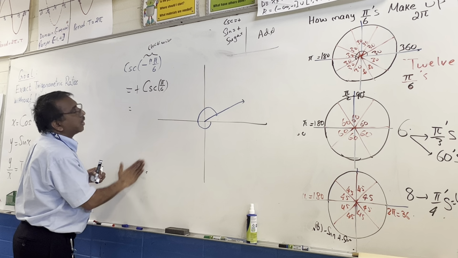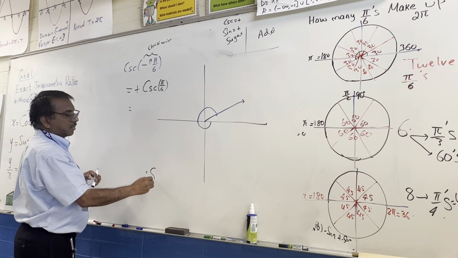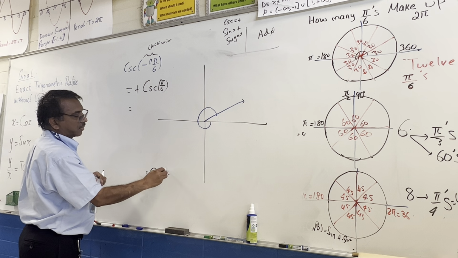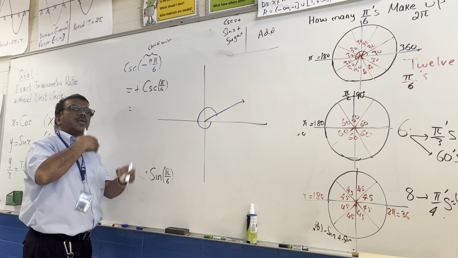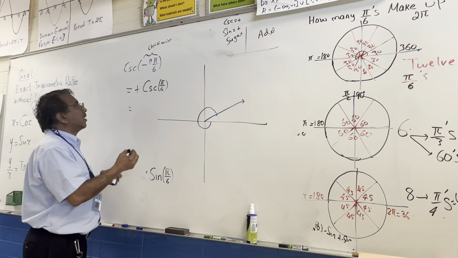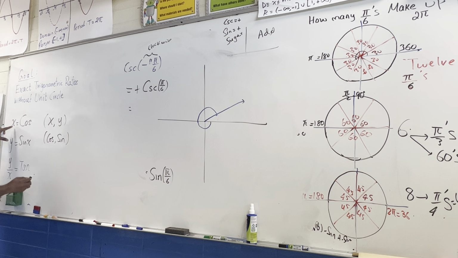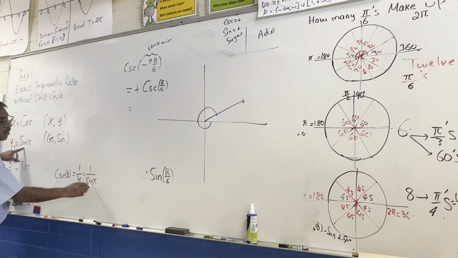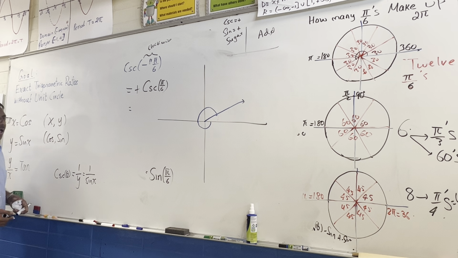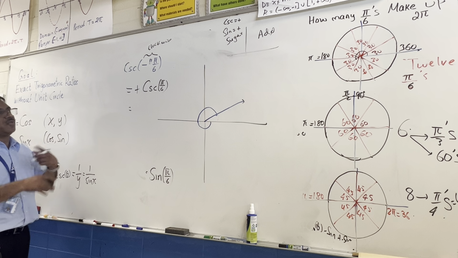To figure out what is cosecant, we need to know what is sine of pi by 6, because cosecant is the reciprocal. By definition, if y is sine x, then cosecant is 1 over y. But y is sine x, so if we do know what sine is, the cosecant is just a flip of it.